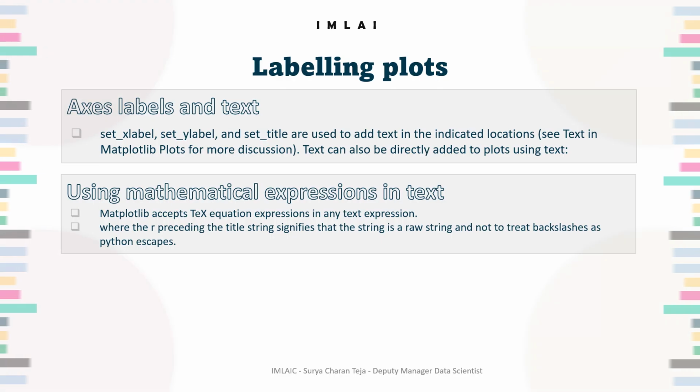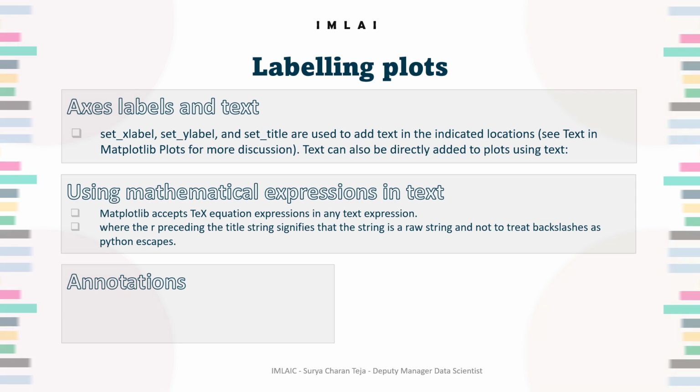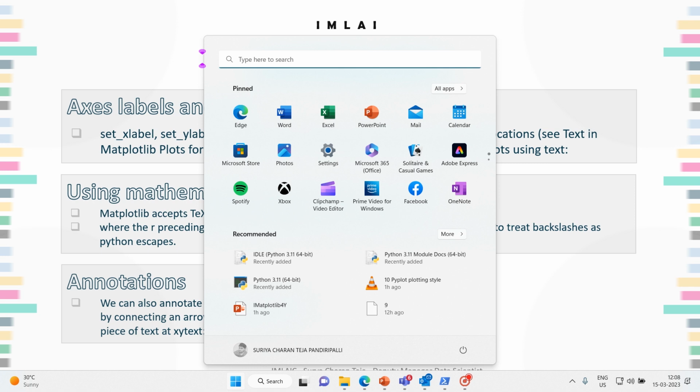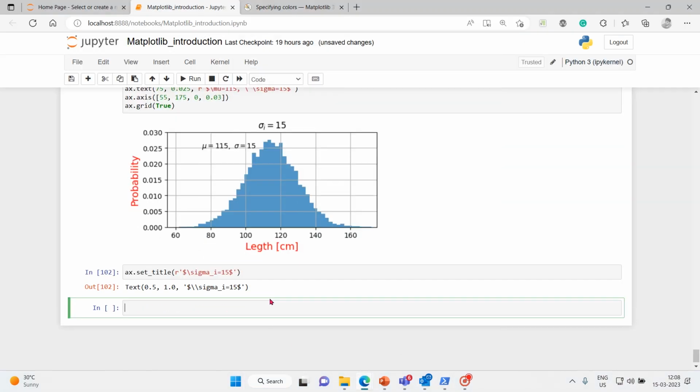So now let's look into a few more labelings. The next one is annotations. We can also annotate points on a plot, often by connecting an arrow pointing to xy, to a piece of text at xytext. Okay, so let's take that example, annotation. Let me get into it. This time it's annotations.